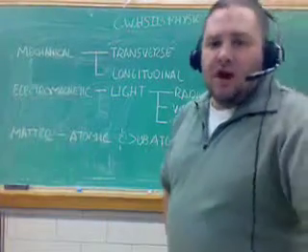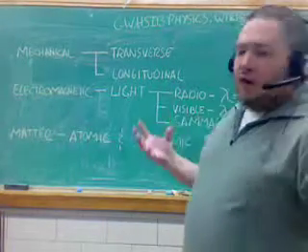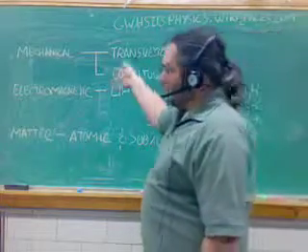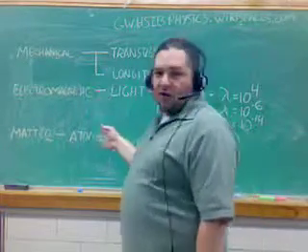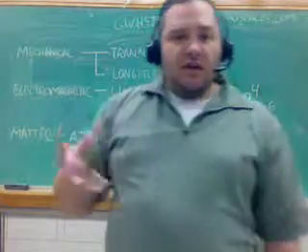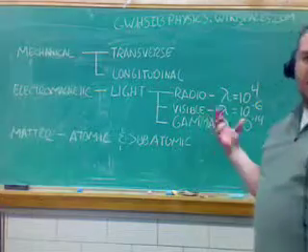Alright, so today we want to talk about waves. Now there are three major kinds of waves in the universe. There's mechanical, there's electromagnetic, and there's matter waves. So those are the three major types of waves in the universe. Now each one of these waves has subcategories.